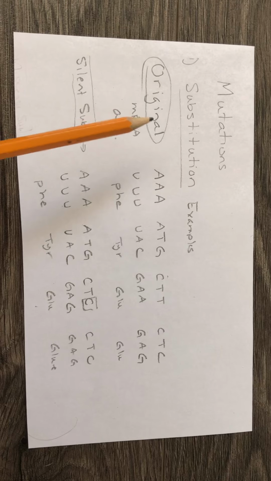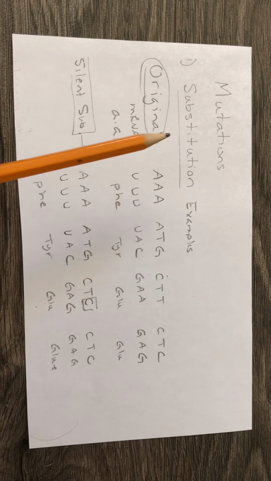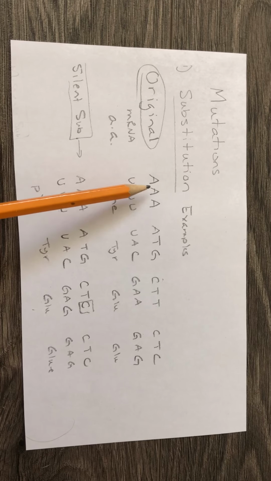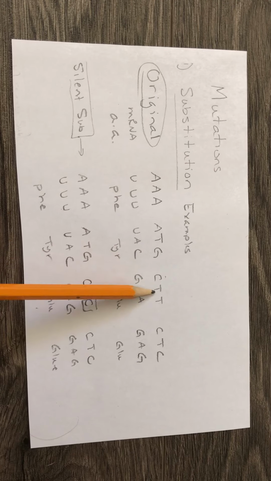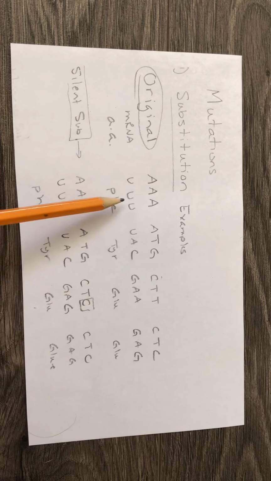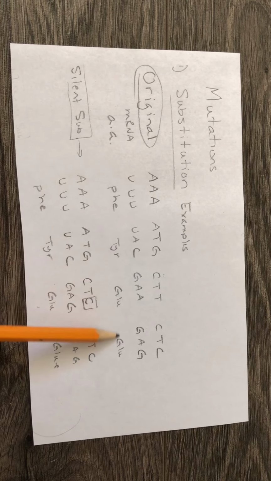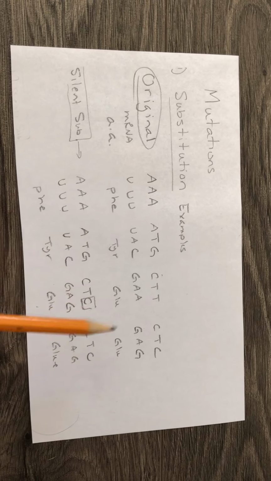So when you have your original DNA, consider this the correct version of DNA, and the sequence is AAA, ATG, CTT, CTC. You can see there's the mRNA that it would be transcribed into, and here's the amino acid sequence if I looked it up on a codon wheel.